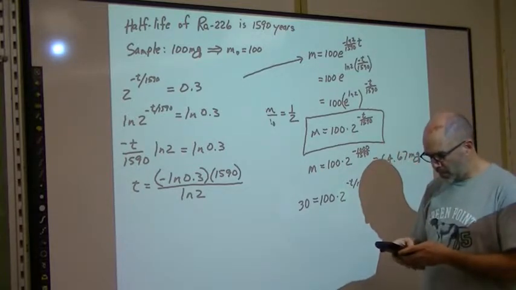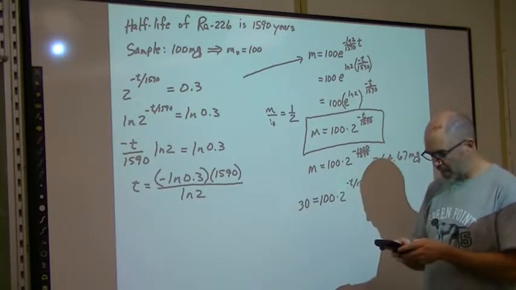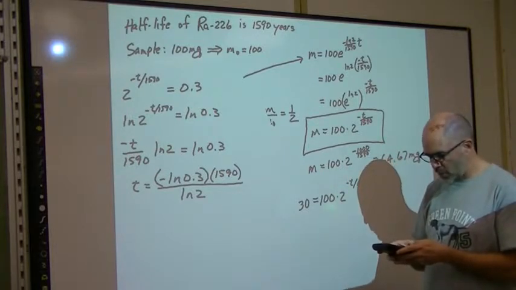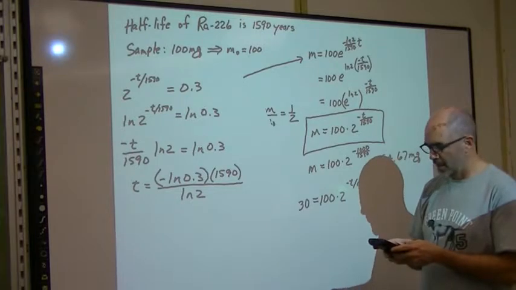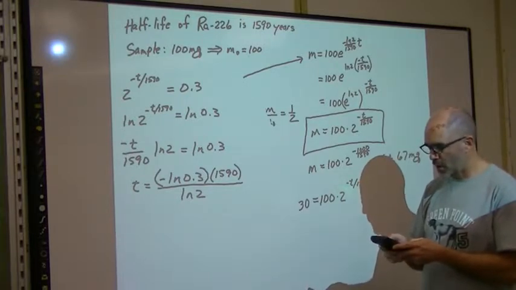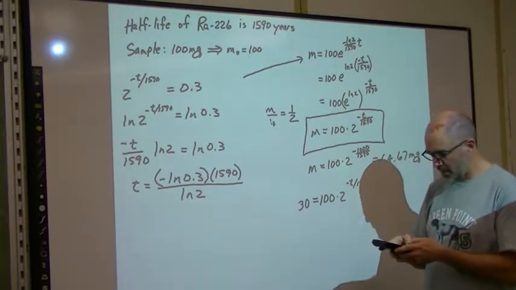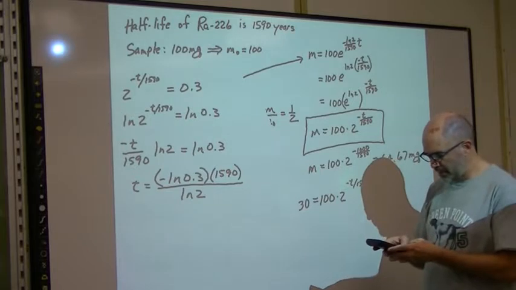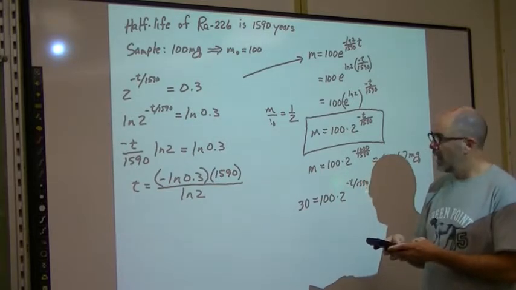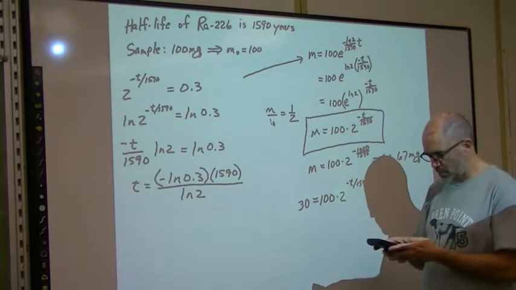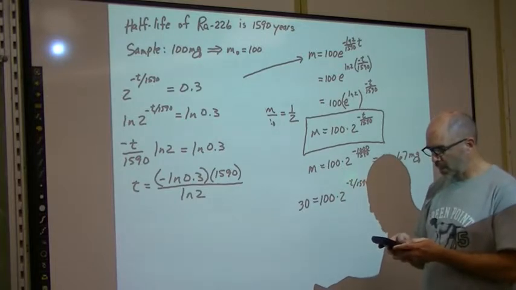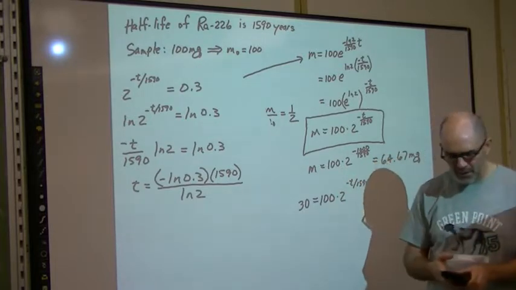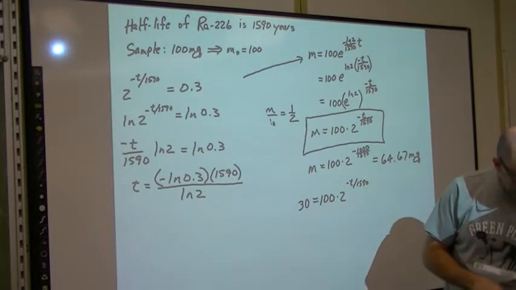So we've got 0.3, take the natural log, change signs. Then multiply by 1590 and divide by natural log 2. And we end up with 2,761.77 years.